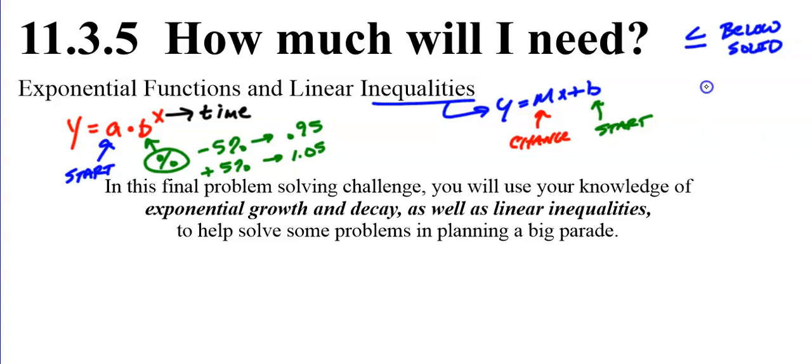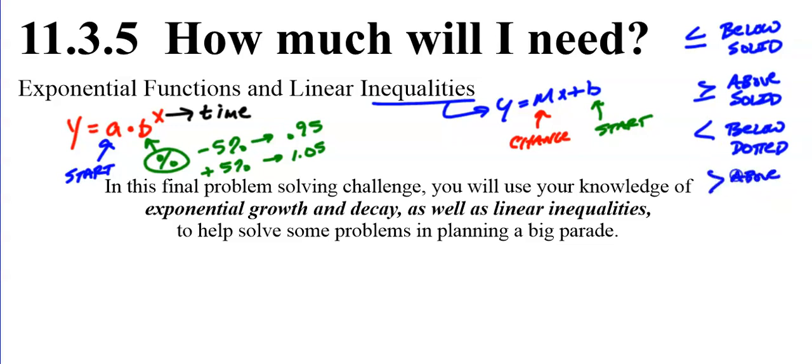Generally speaking, when we would see this, we would then shade above and solid. And it would be a solid line. If you saw this, it would be dotted and below. And in general, if we saw this one, which is greater than, it would be above and dotted. So that's just some general shading techniques that we've used in class.